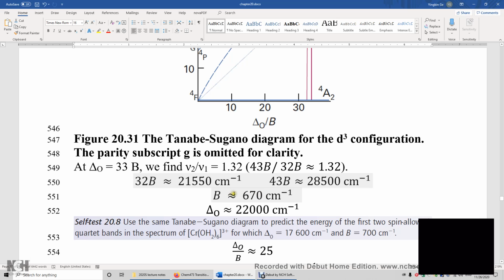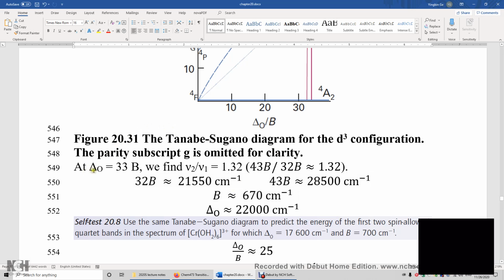And B is smaller when you have multiple ligands surrounding the transition metal, because those ligands can help disperse the d electrons. That will reduce the electron repulsion between those d electrons, and then you have a smaller B.